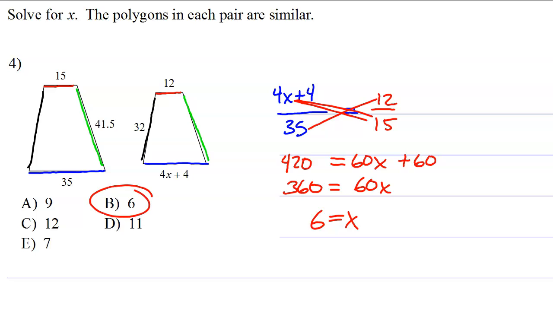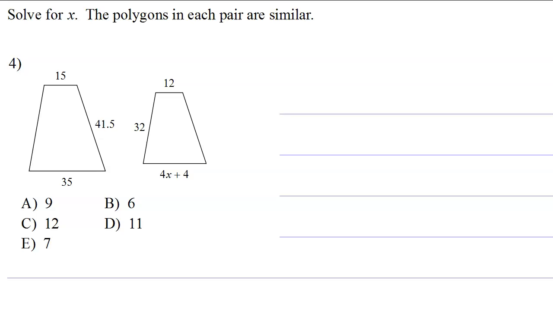Now again, if you weren't sure how to do the algebra, you could always just start trying numbers. So here's kind of an alternate way. Let's say that I want to try A. If I plug A in here, that would be 4 times 9 is 36 plus 4. That would make this side 40. Well, right away I see a problem.